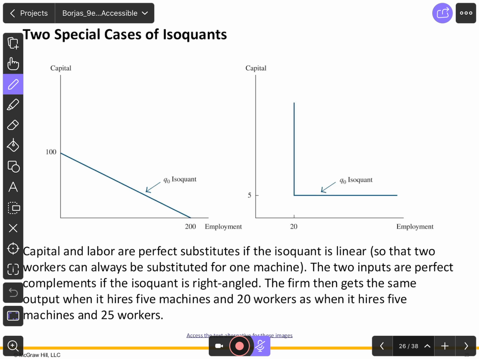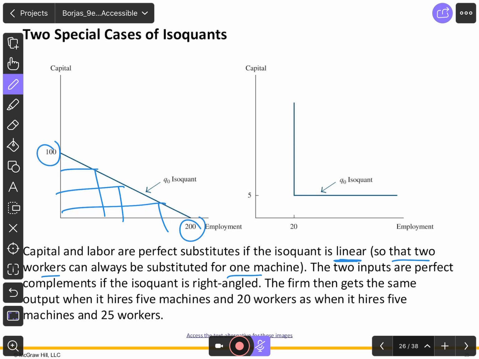There are special cases of the isoquant curve. Sometimes you will see it as a straight line, so it's linear. They are always workers. It's linear at each and every point, right? So it's an equal slope. But this one, for example, is giving us that 2 workers are substituting 1 machine. This is 100 and this is 200.